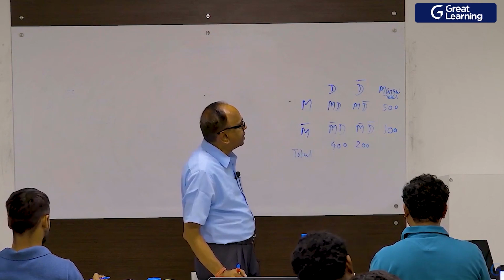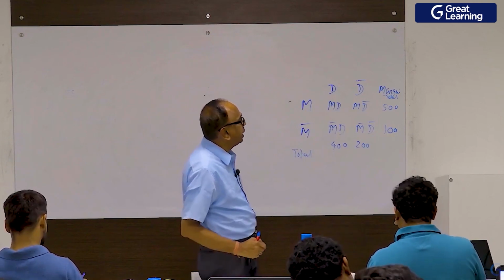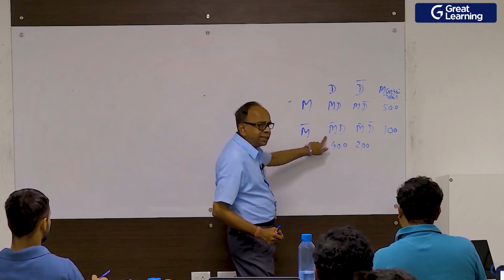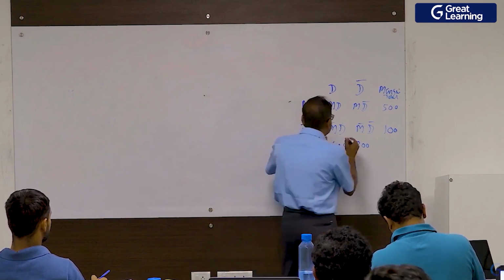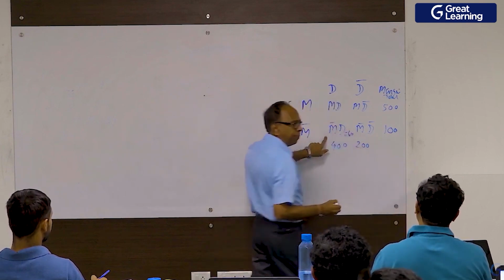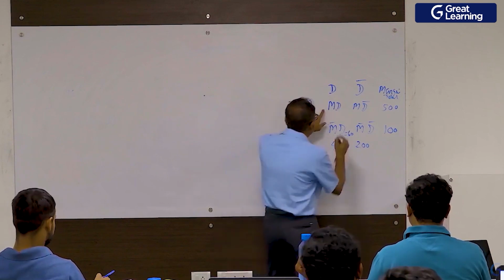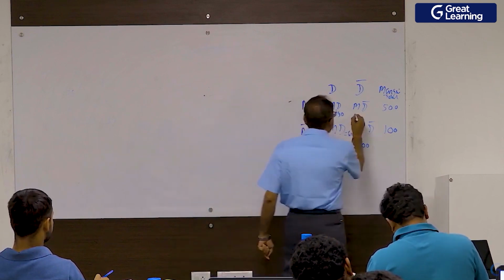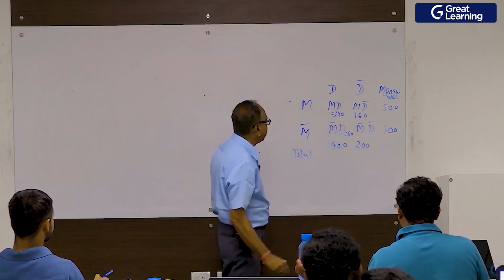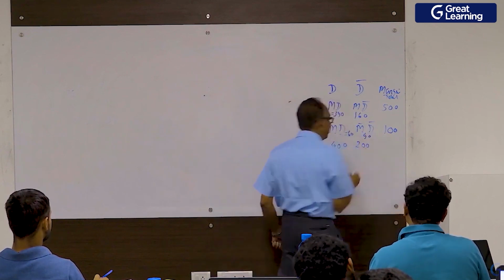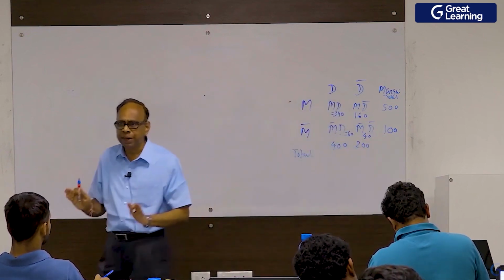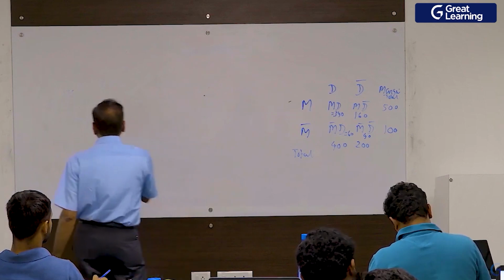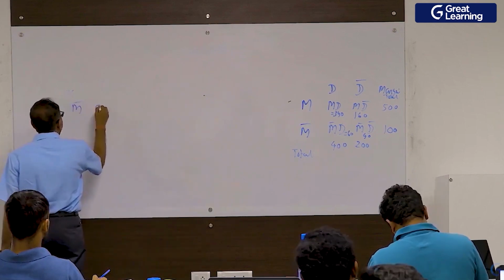Am I right? And it says 60 were single college graduates. Single is M bar. 60 were single college graduates. So this is equal to 60. And therefore, this is equal to 340. Am I right? And therefore, this is equal to 160. And therefore, this is equal to 40. The association attributes completed.